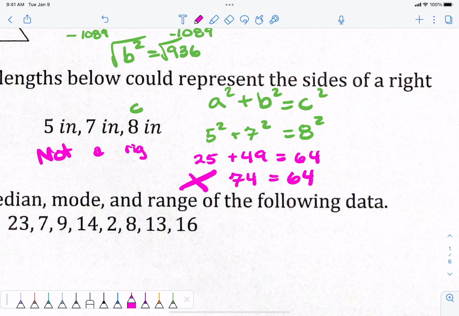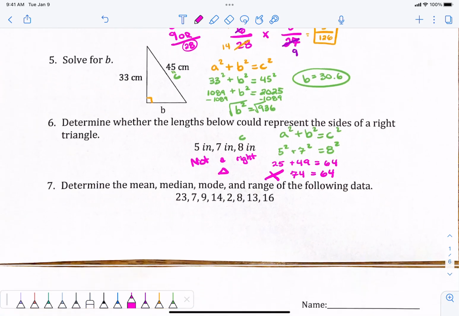What if it was switched? Does it matter which side is A or B? It doesn't matter which side's A or B, but C has to be the longest side. If you take 25 plus 49, that's the same thing as 49 plus 25. So it doesn't matter which way you put those. Good question.